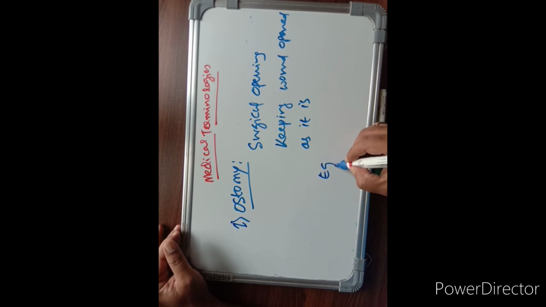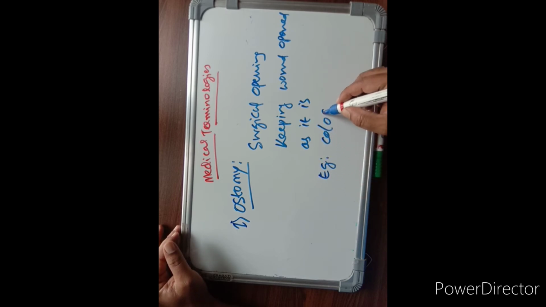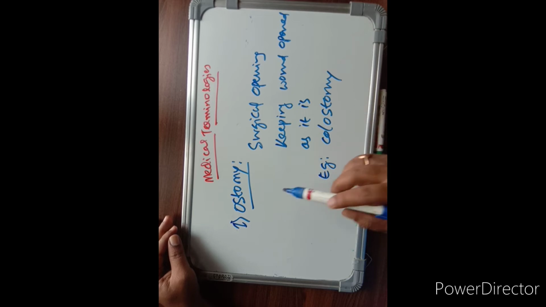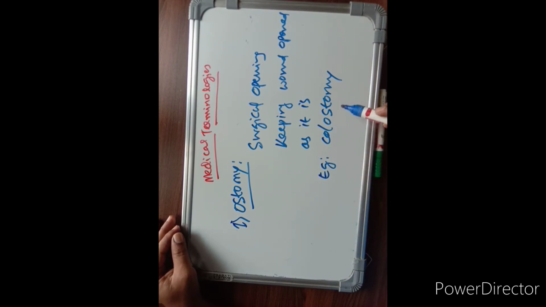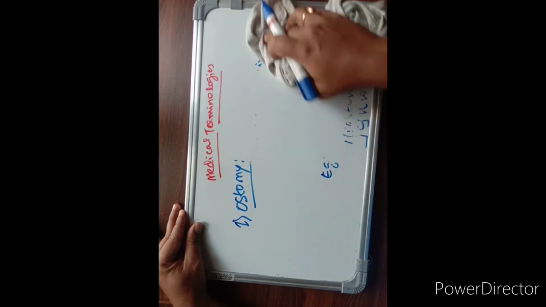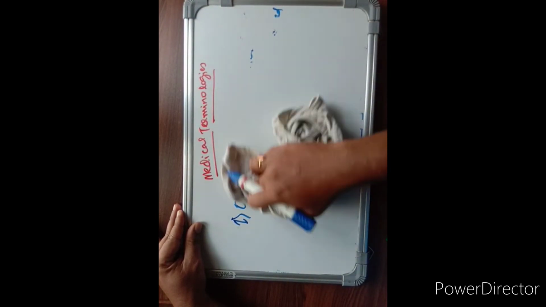I will tell you the example. For example, colostomy. You may see in patients there is a colostomy, meaning surgical opening of the colon and keeping the colon open as it is. So this kind of terminology has the suffix ostomy. Colostomy, ileostomy, jejunostomy. So this is the terminology of ostomy. I hope all of you understood this terminology.